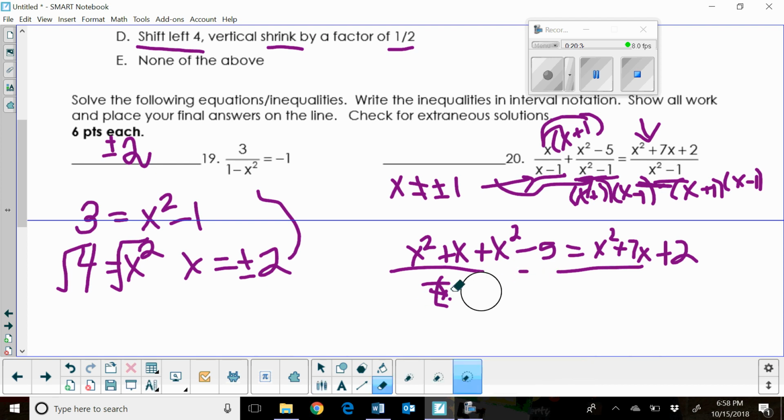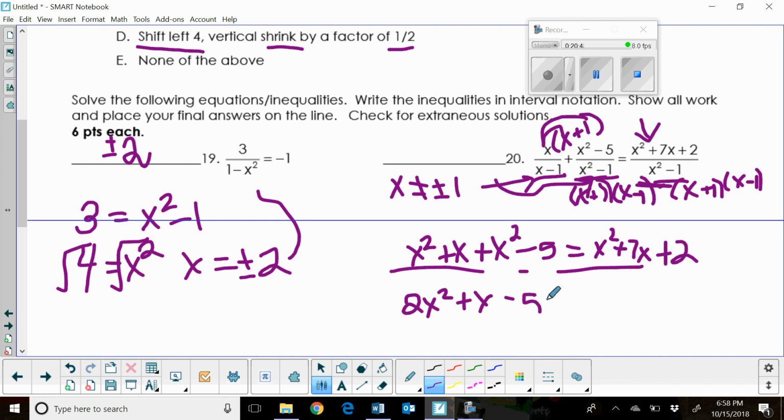Okay, so now let's solve this. So let's combine our like terms, and I have 2x squared plus x minus 5 is equal to x squared plus 7x plus 2. Now let's get everything to the same side because we have a quadratic, so we have to get it equal to 0.